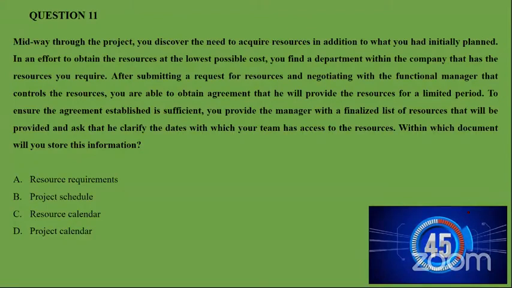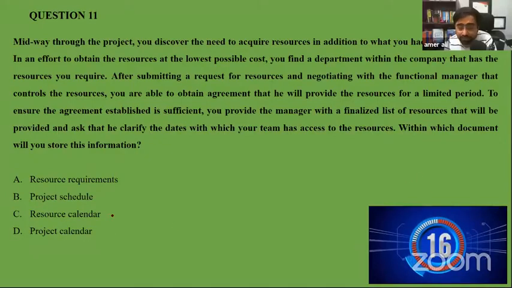After submitting a request for resources and negotiating with the functional manager that controls the resources, you are able to obtain agreement that he will provide the resources for a limited period. To ensure the agreement established is sufficient, you provide the manager with a finalized list of resources that will be provided and ask that he clarify the dates with which your team has access to these resources. So it's date, it's calendar, resource calendar. Well done. You answered right.